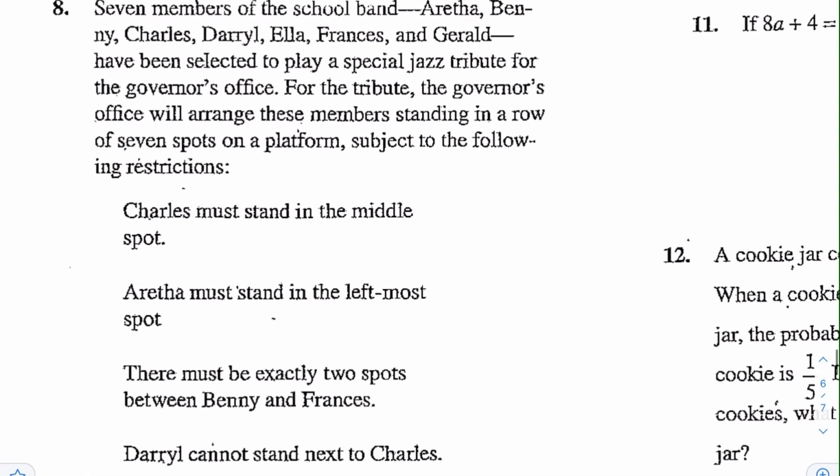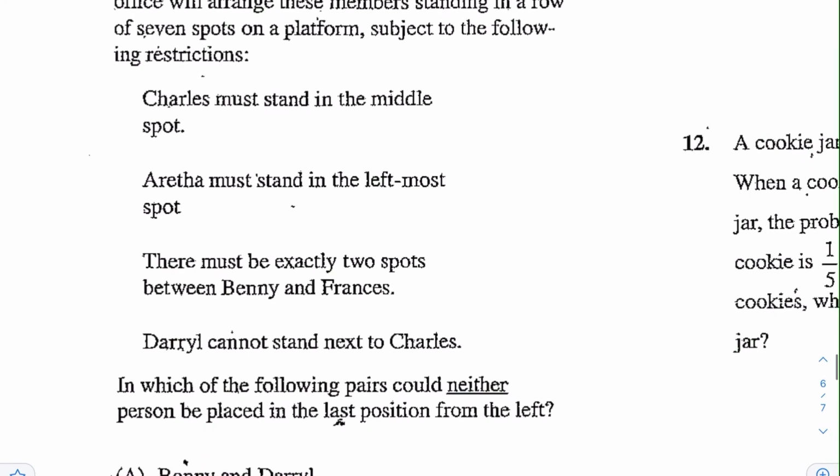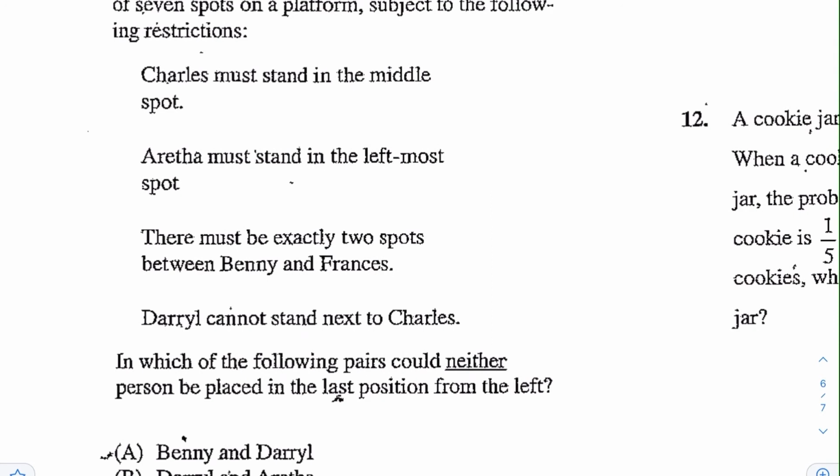All right, next for number 8, 7 members of the school band, A, B, C, D, E, F, and G, have been selected to play in the special jazz tribute for the governor's office. For the tribute, the governor's office will arrange these members standing in a row of 7 spots on the platform according to the following restrictions. So C must be in the middle.